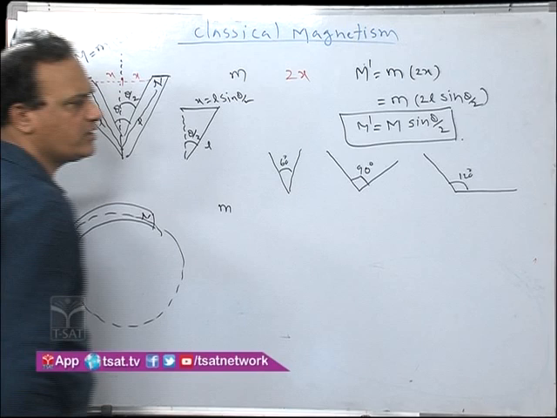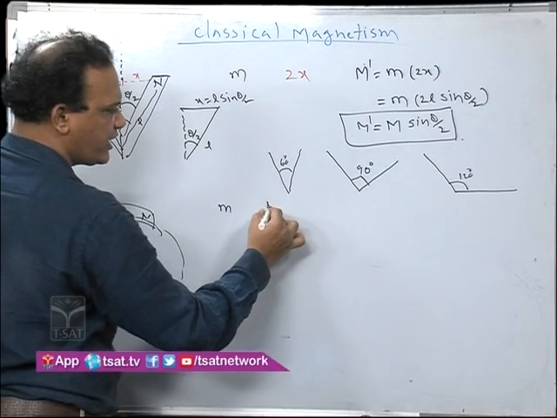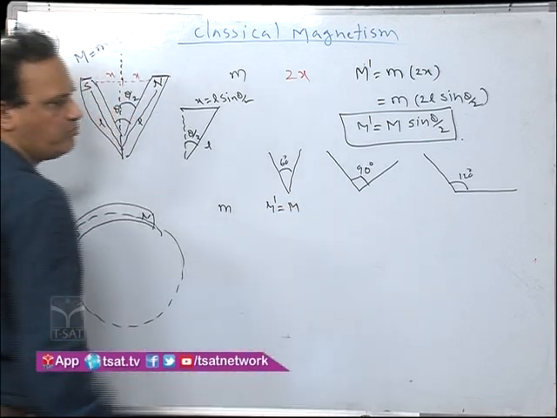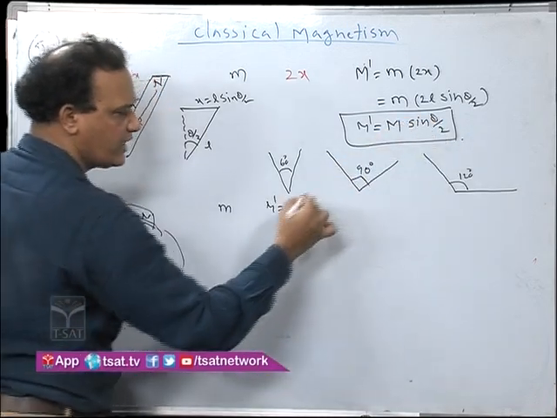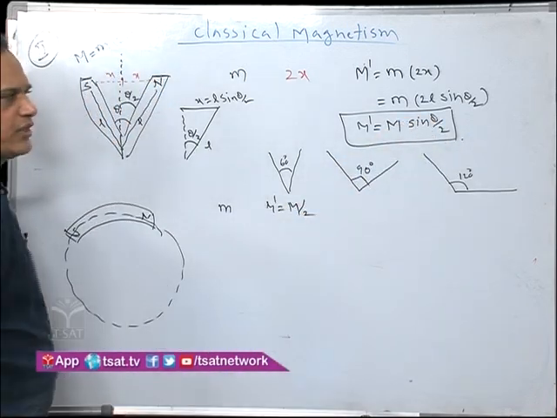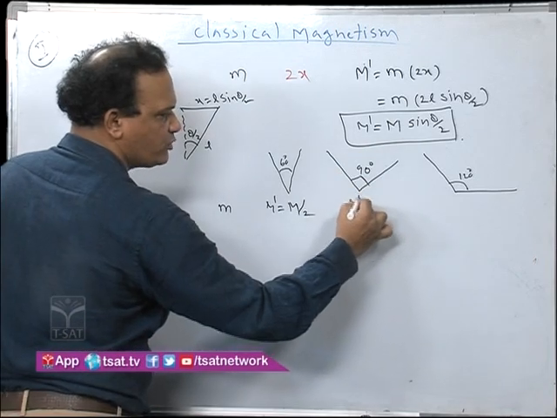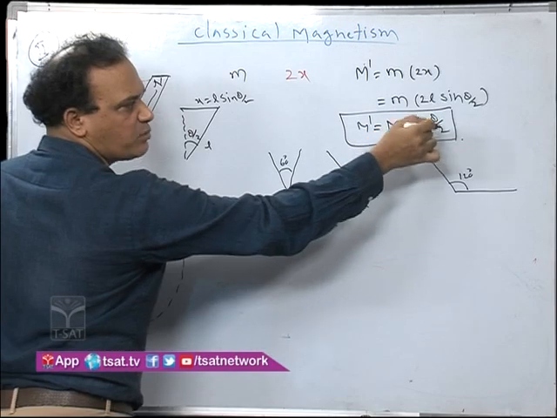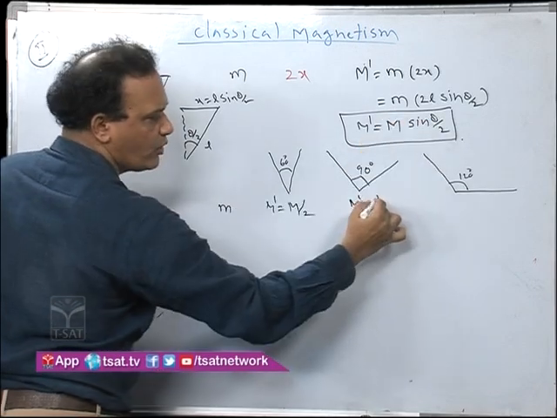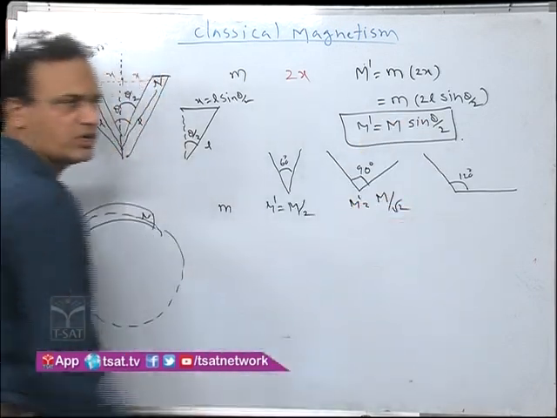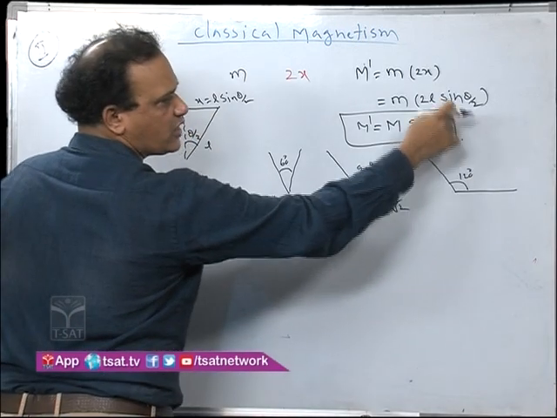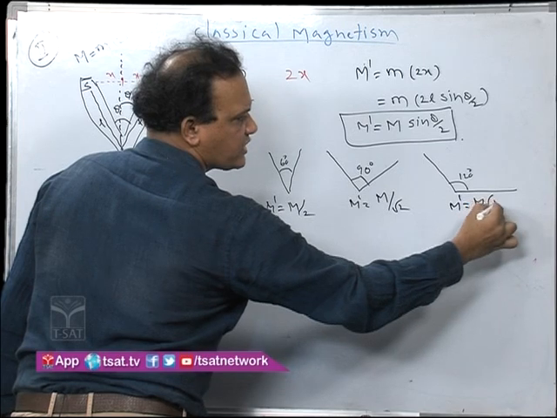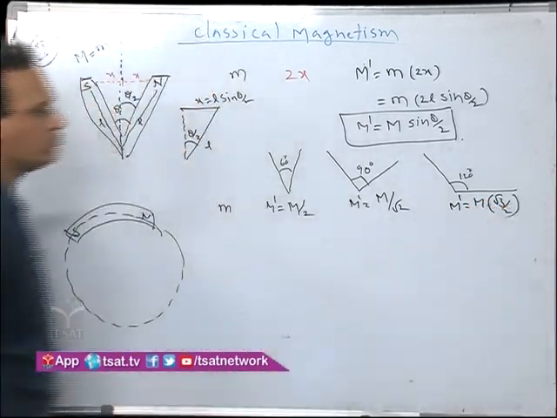From this point, its new magnetic moment m dash is equal to the initial magnetic moment m times sin 60 by 2, sin 30. So that is equal to half the initial magnetic moment m. In this case, if it is bent in the form of 90 degrees, sin 90 by 2 is sin 45, so here m by root 2. If it is 120 degrees, sin 60, so its magnetic moment is m into sin 60 value, root 3 by 2.